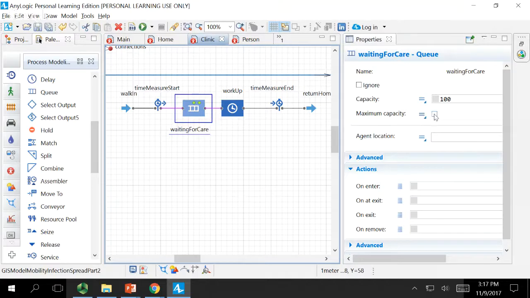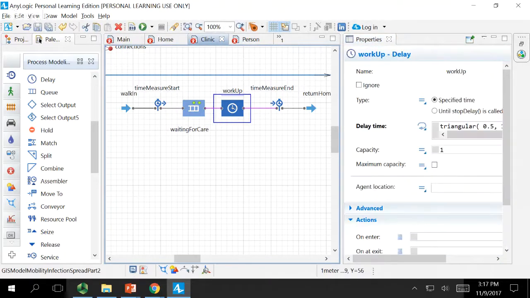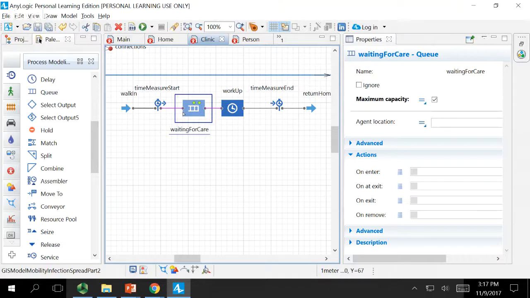And we will assume that this is at the maximum capacity, okay? In other words, only one person can be treated at the same time. So there's only one person who can get treated. The rest will wait, and there can be as many of them waiting as needed to let them eventually proceed. That's why we said maximum capacity here.